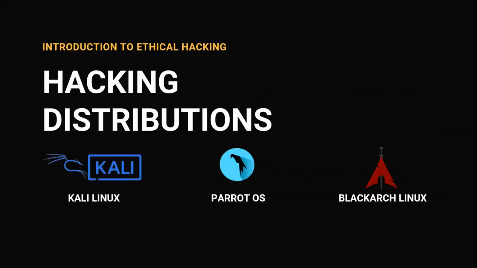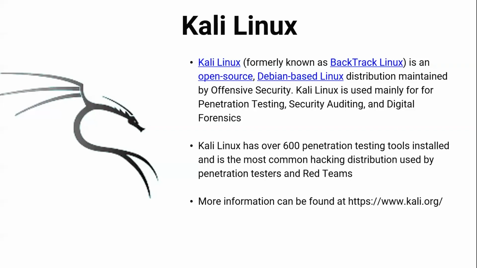So when you're talking about ethical hacking, there's a bunch of different distributions, but the main three are Kali Linux, Parrot OS, and Black Arch Linux. Kali Linux is the most common one.